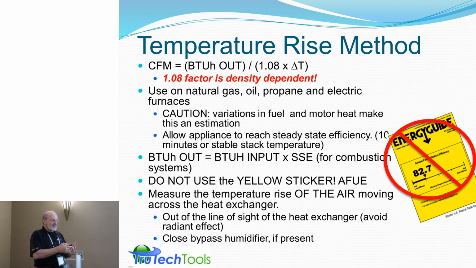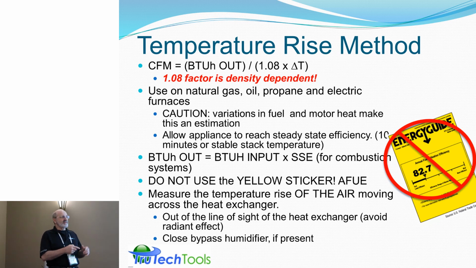The airflow is going to be in CFM. It's got to be BTUs per hour output. And the delta T's got to be in degrees Fahrenheit. If you don't get those correct, all bets are off. So you need to know two things: the BTU output and the change in temperature.